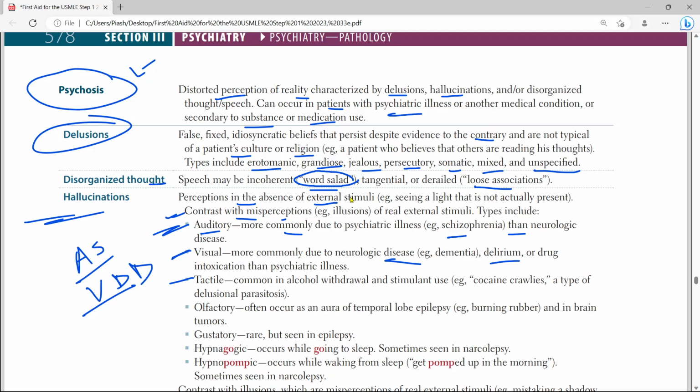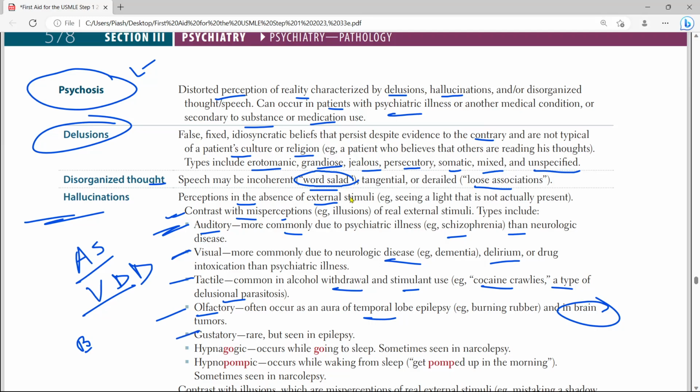Tactile hallucination, like cocaine crawl, is common in alcohol withdrawal and stimulant use, a type of delusional parasitosis. Olfactory hallucination happens in temporal lobe epilepsy, burning rubber, and in brain tumor. Olfactory: burning rubber, brain tumor.